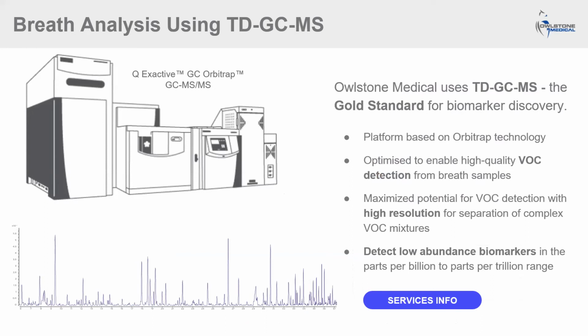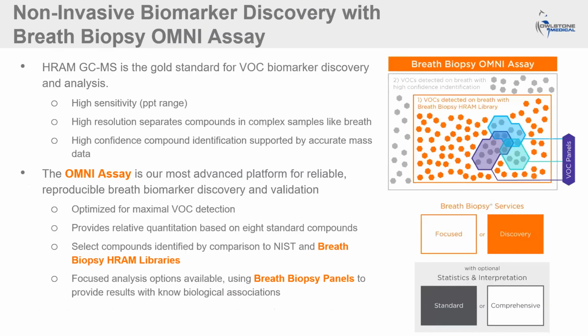The final component of our breath biopsy system is a standardized analysis platform we have developed, which includes the gold standard for biomarker discovery, thermal desorption, gas chromatography, mass spectrometry. We use a high resolution, accurate mass spectrometer that has been optimized to enable high quality VOC detection. The high resolution maximizes the potential for detecting a wide range of VOCs covering many chemical classes, and the sensitivity allows for detection of low abundance biomarkers. Although HRAM, or high resolution accurate mass gas chromatography mass spectrometry, is a gold standard for biomarker detection, it does require standardized protocols to ensure reproducibility and confidence in the data generated.